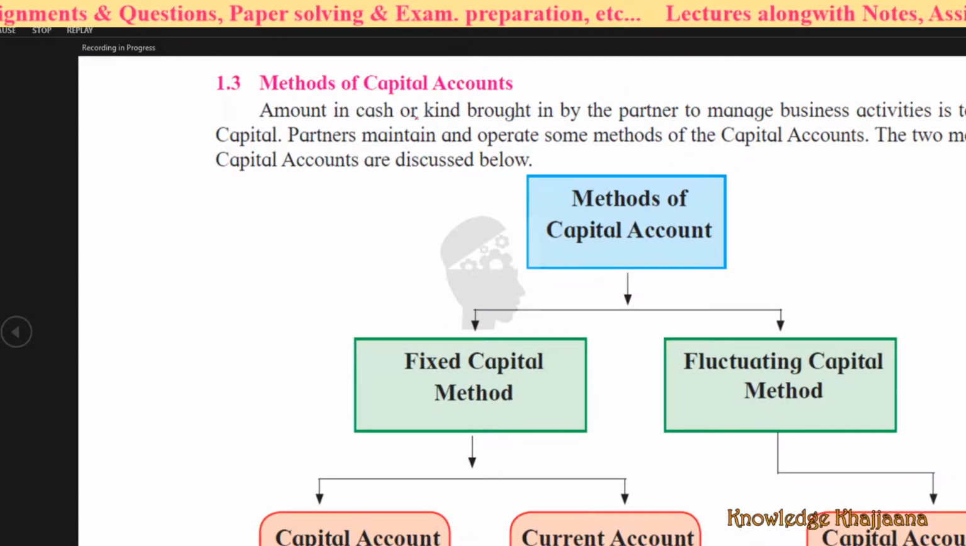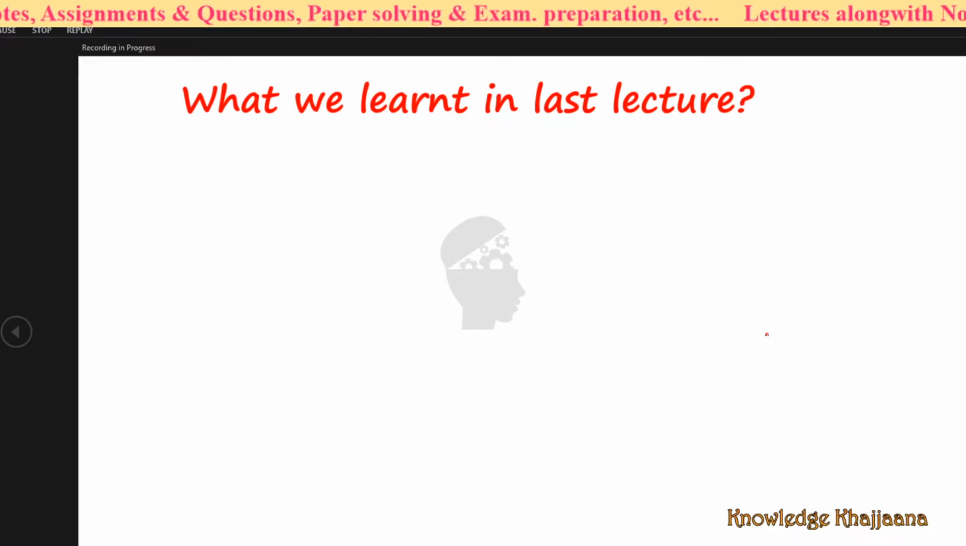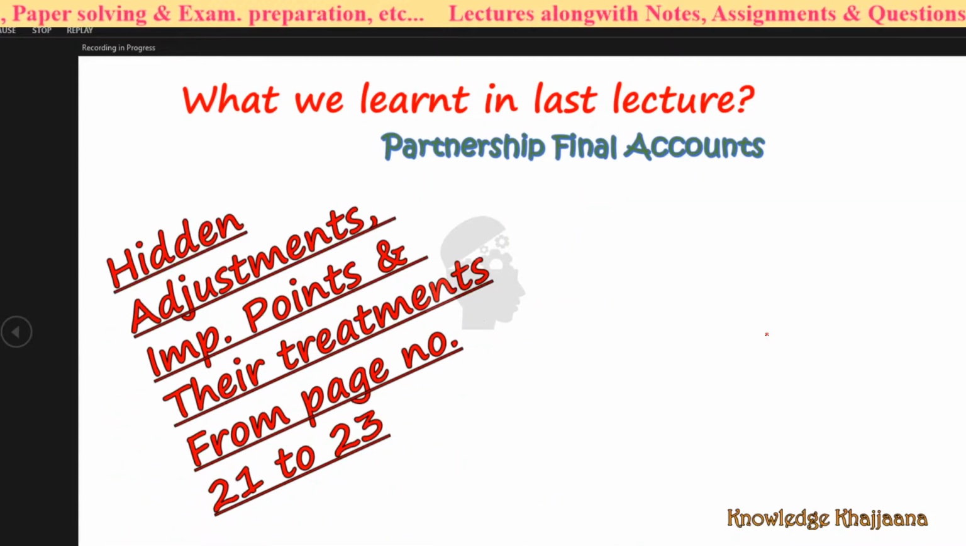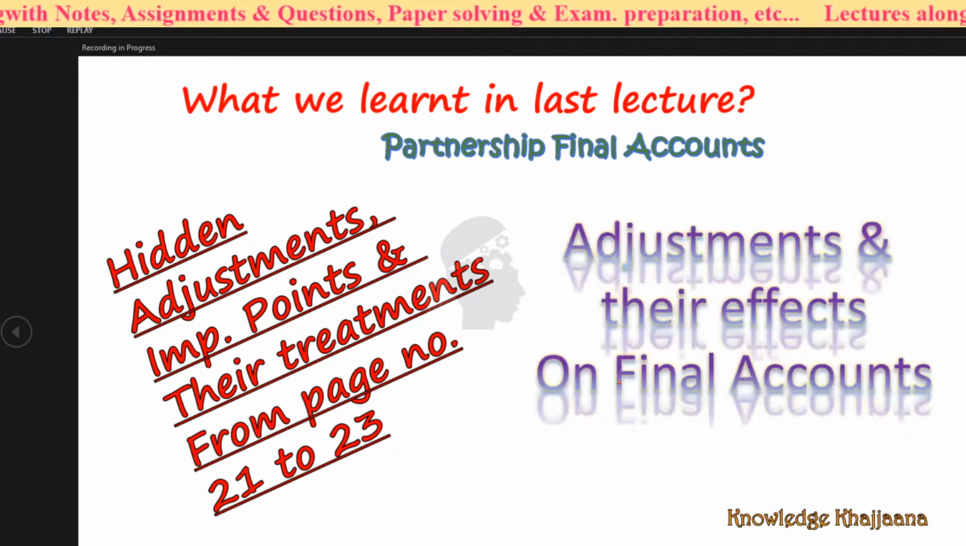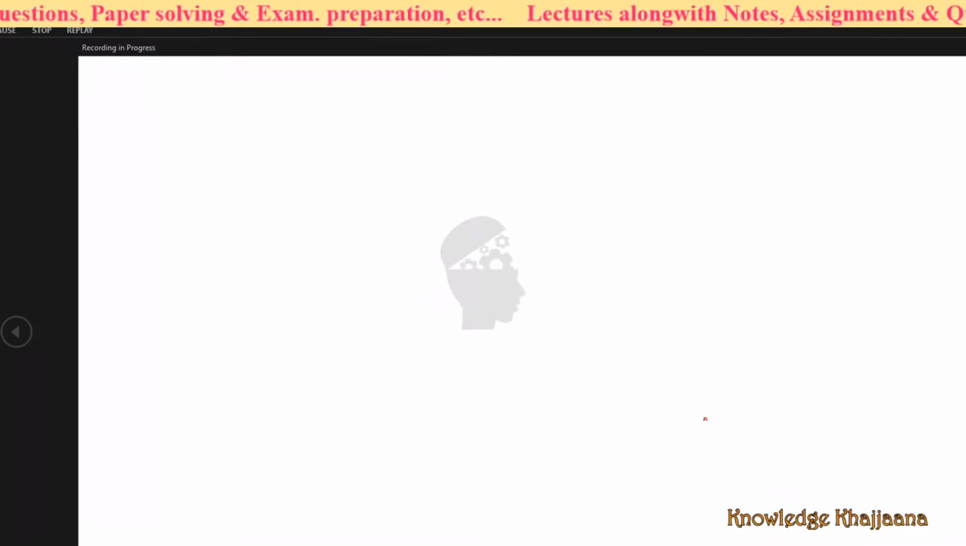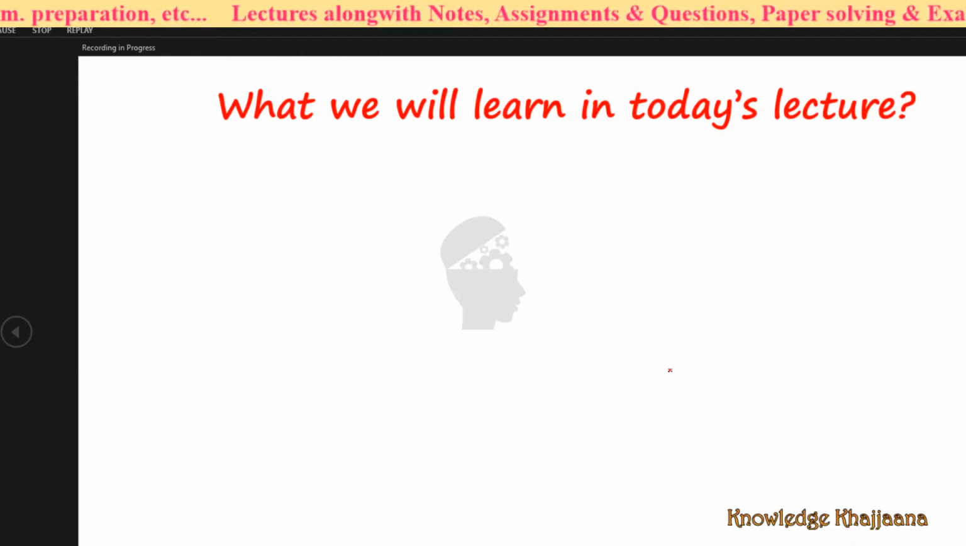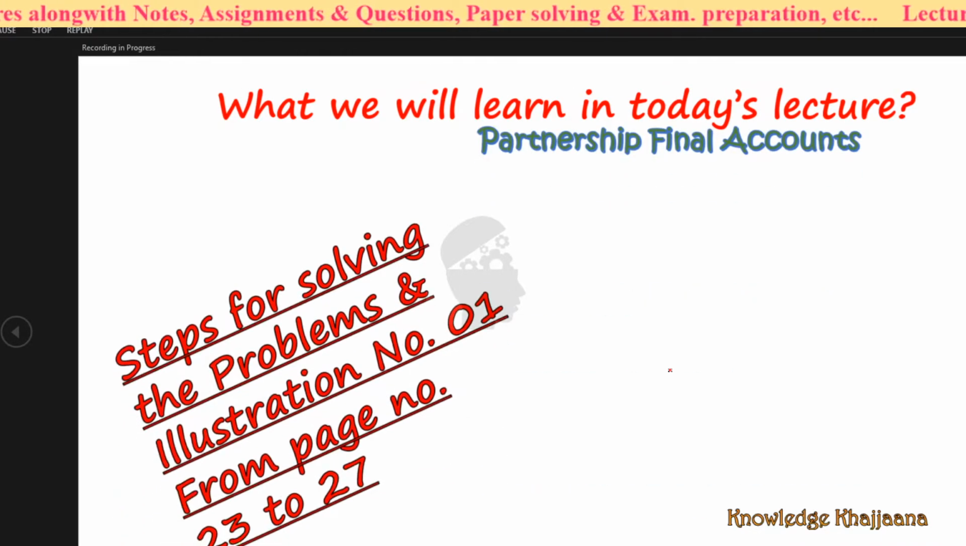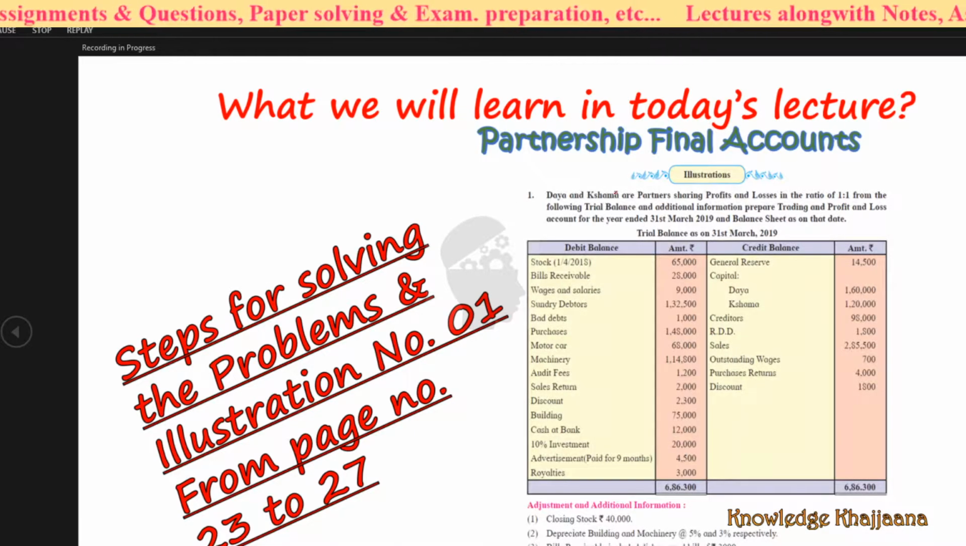There are 2 methods of capital accounts and we have already seen them. What we learnt in our last lecture was partnership final accounts, hidden adjustments from point number 21 to 23, hidden adjustments and their effect. And what we are going to learn today is partnership final accounts, and we are going to solve illustration number 1, which is given in the book from page number 23 to 27. This is illustration number 1.